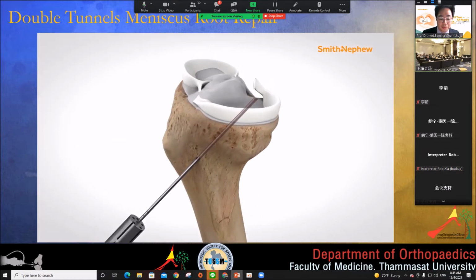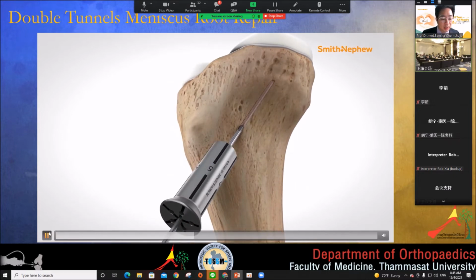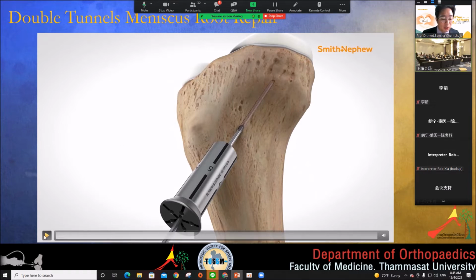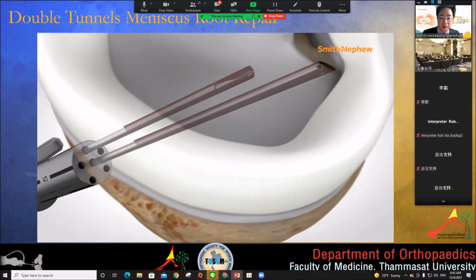Select the desired distance between the two tunnels from 5 mm to 7 mm. Okay, this one is the parallel drill guide. You can have 5 mm or 7 mm, depending on your first hole. Okay, so this is very easy and very useful. You guarantee that it's parallel. And for the distance, we use 5 mm. Drill the second tunnel directly through the offset guide.